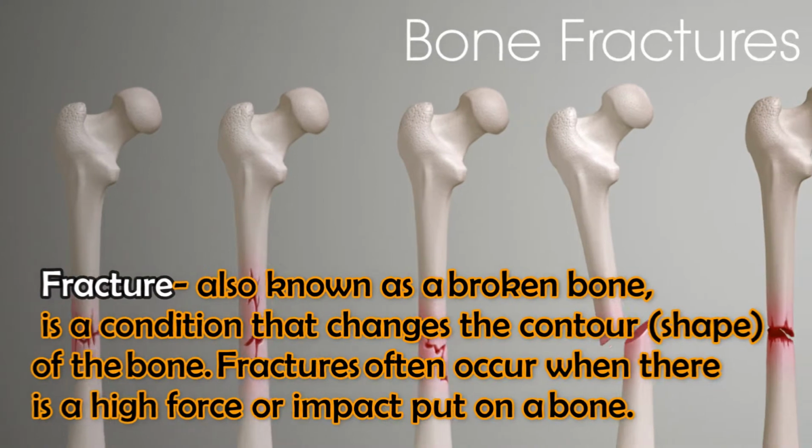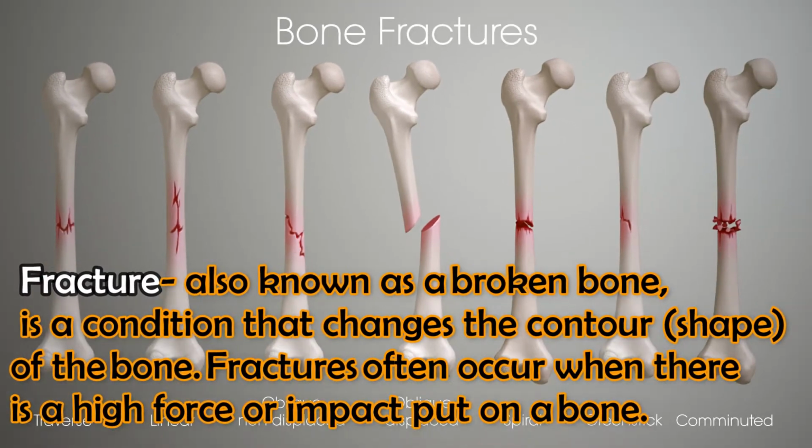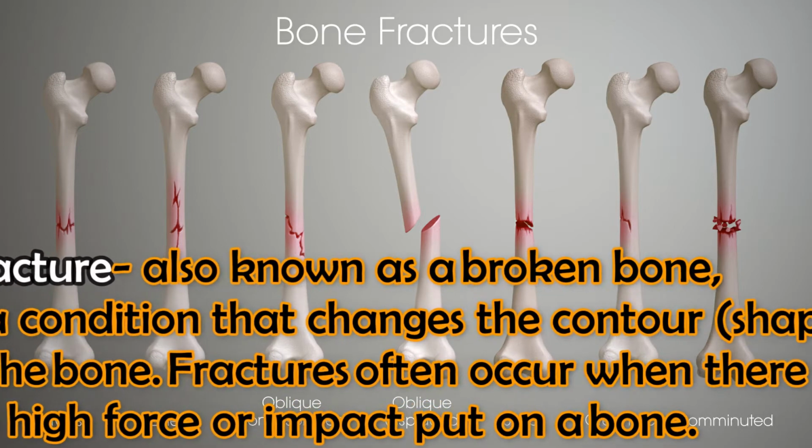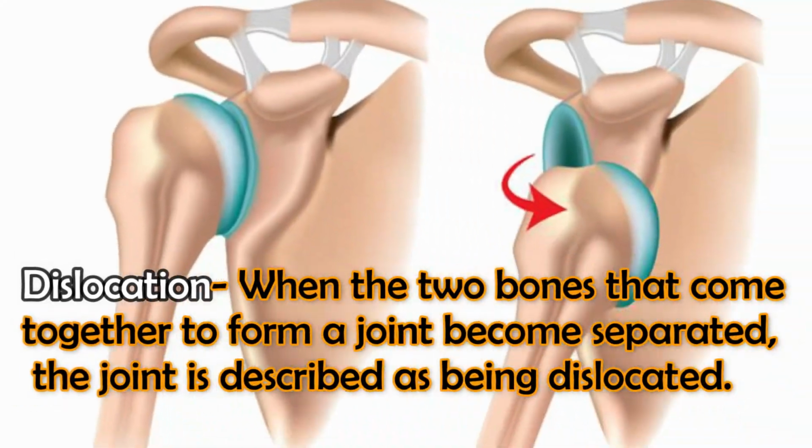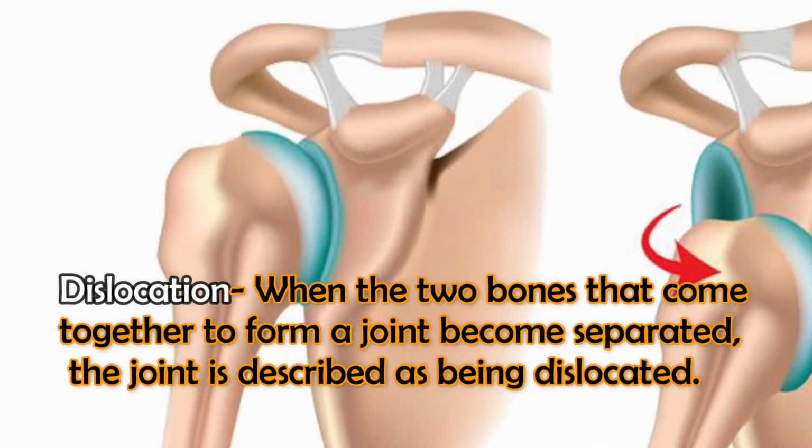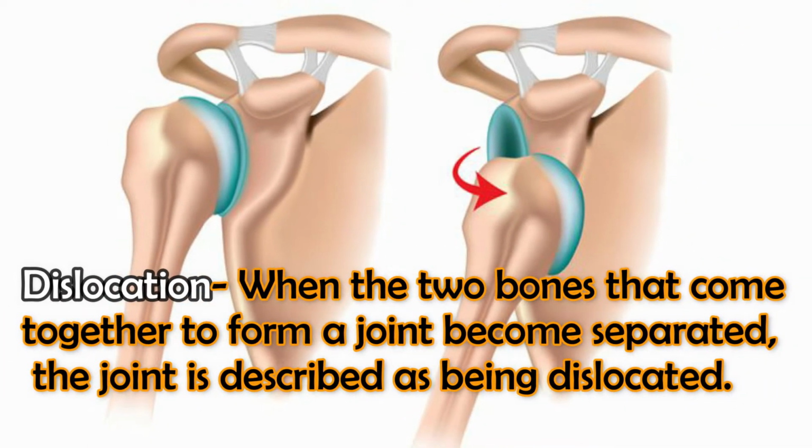Third is also known as broken bone, which is fracture. It's a condition that changes the contour or shape of the bone. Fractures often occur when there is a high force or impact put on a bone. And lastly, dislocation. When the two bones that come together to form a joint become separated, the joint is being described as being dislocated. Contact sports such as football, basketball, and lacrosse, as well as high-impact sports that can result in excessive stretching or falling, cause the majority of dislocations.